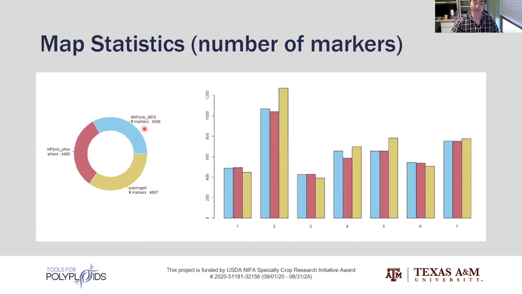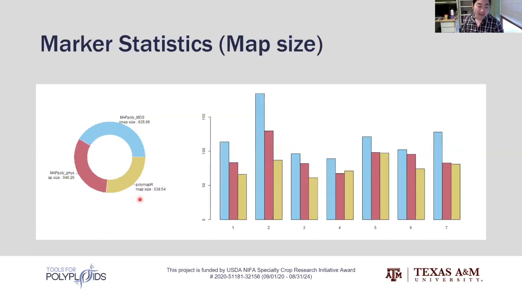What we can see from this slide is that pretty much all 3 ways to map this map, you get about the same number of markers placed on the map, around 4,500 markers. Polymapper has a little bit more at 48.